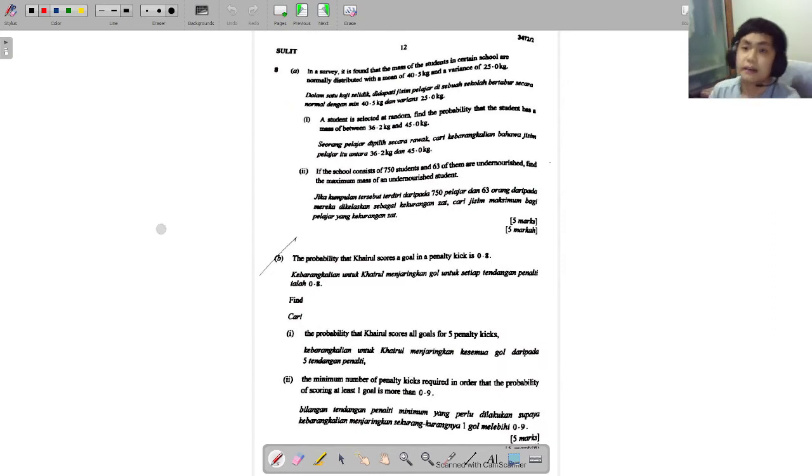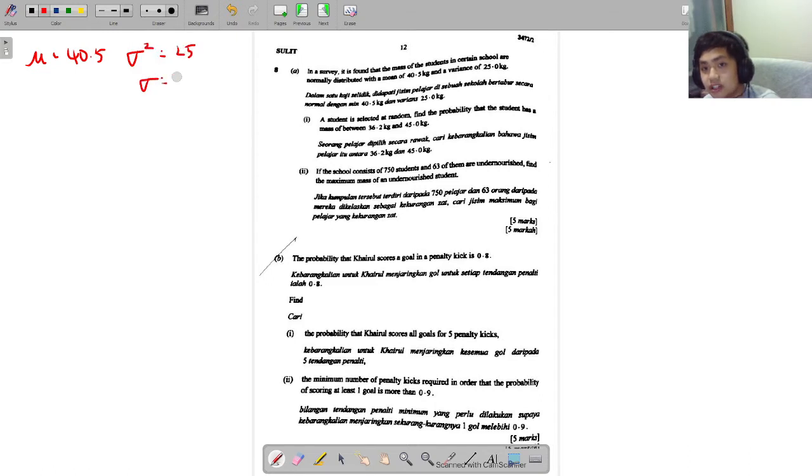So question 8a. In a survey, it is found that the mass of the students in a certain school is normally distributed with a mean of 40.5 kilograms and variance of 25 kilograms. So we have the mean, which is 40.5, and the variance, which is 25. So the standard deviation is 5, basically the square root of it. A student is selected at random. Find the probability that the student has a mass between 36.2 and 45.